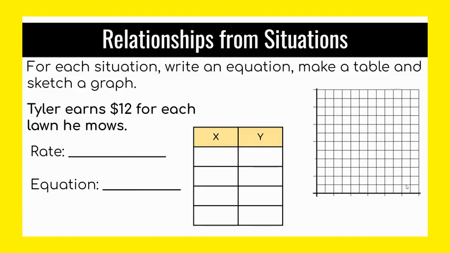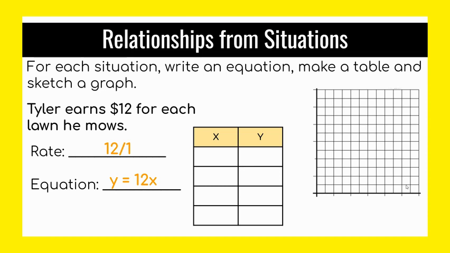Okay, it says for each situation, write an equation, make a table, and sketch a graph. Tyler earns $12 for each lawn he mows. Okay, the rate is the number we have for each. So our rate is $12 for one lawn, so 12 to 1. So our equation is that rate times x. So y equals 12x.